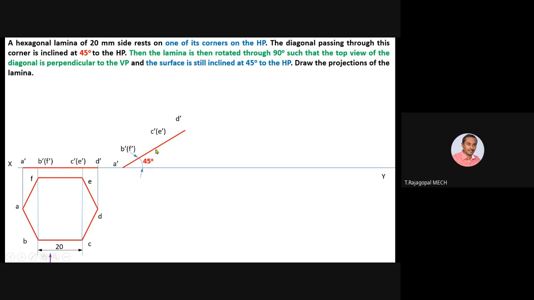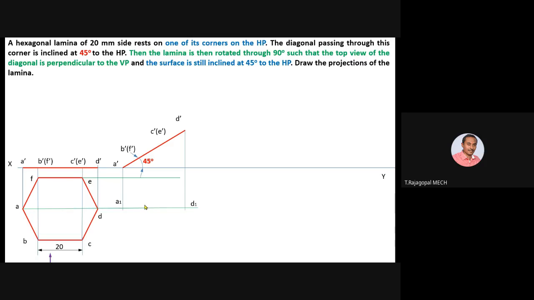Now you have to extend the projectors from this front view onto the hexagon top view. Okay, you can extend these projectors from the respective corners. Now see, I extended the projectors from here, it is A dash. So here it is A. Both will meet at one point. I marked it as A1.